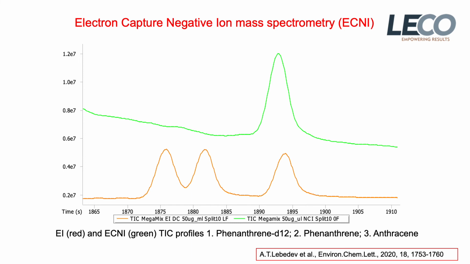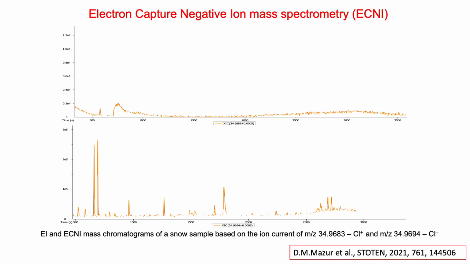This is a standard solution of phenanthrene, anthracene, and deuterophenanthrene, which is used as internal standard. We don't see phenanthrene in the case of electron capture ionization, but the peak of anthracene is higher than in the case of electron ionization. Great. Same with many other polycyclic aromatic hydrocarbons.